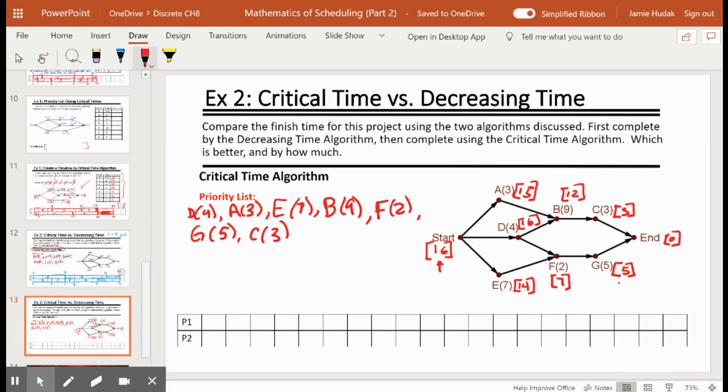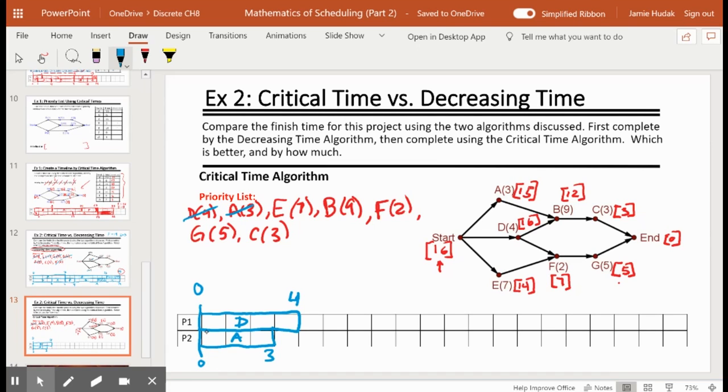So D takes 4 units of time. We're starting from 0, 1, 2, 3, 4. There's D. Cross that off the list. Let's do the schedule in blue. I have enough red ink here. Next task in the list is A. A is connected to start. It's 3 units of time. 1, 2, 3. And cross A off the list.